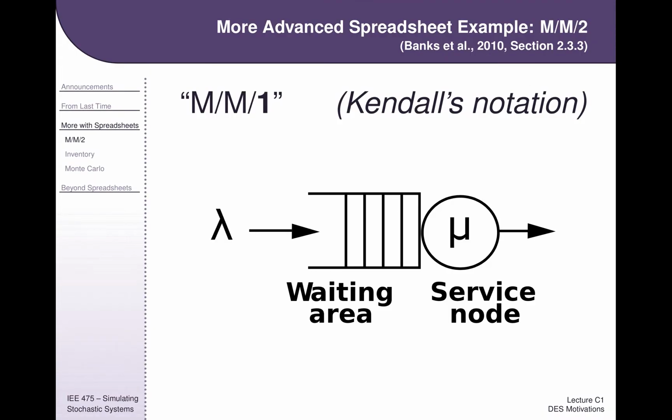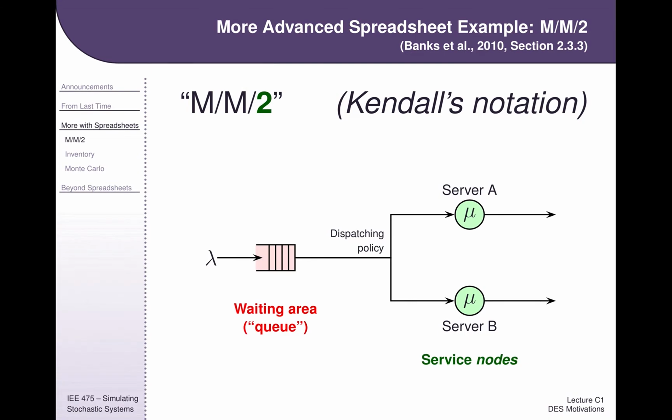All right, on to part two. So we just did an example with an MM1 single server queue implemented in a spreadsheet. And so now let's take a look at what we do for an MM2.